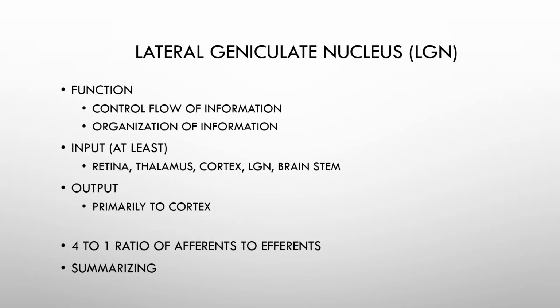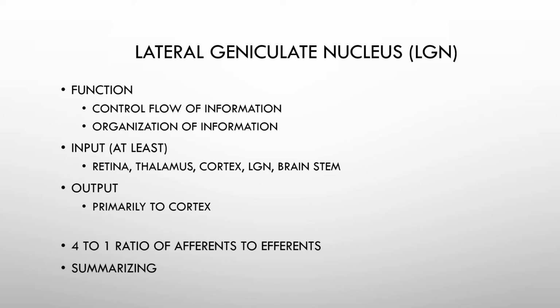The lateral geniculate nucleus, again, this is a subcortical structure. It's in the thalamus. Its function is to control the flow of information, to organize information. It's doing some summarizing of this information. I often think of the thalamus and these nuclei as little librarians for us.